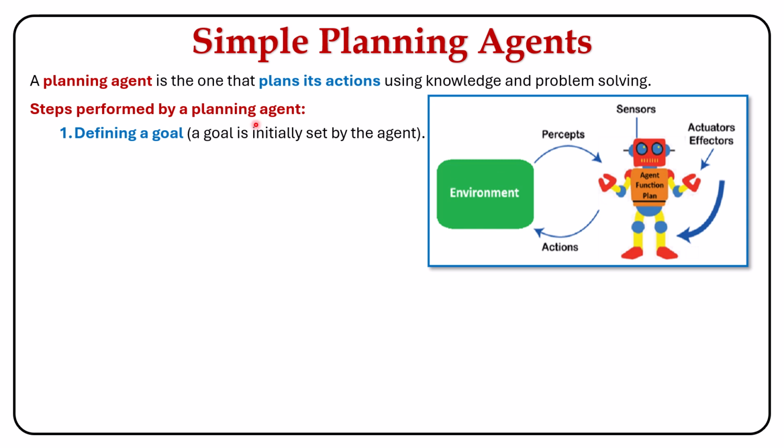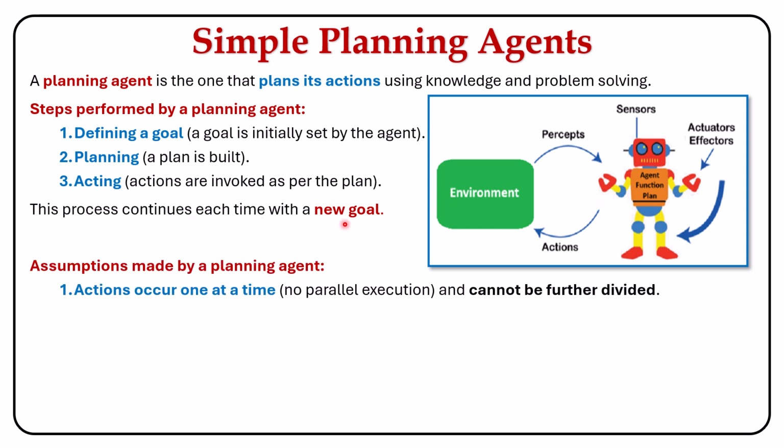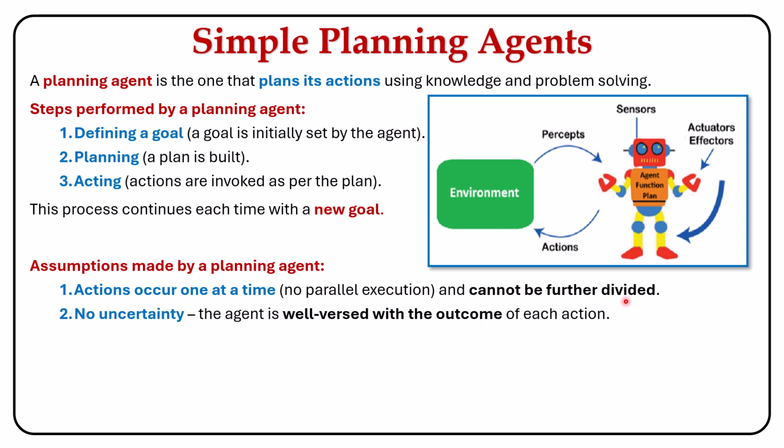So the steps performed by the planning agents are, the first one is defining the goal. That is, a goal is initially set by the agent. Next, planning. That is, in order to reach the goal, a plan is built. Next, acting. So actions are invoked as per the plan in order to reach the goal by the agent. So this process continues each time with the new goals. Next, assumptions made by the planning agents are, first, action occur one at a time. That is, no parallel execution should be done and the action cannot be further divided into sub-actions.